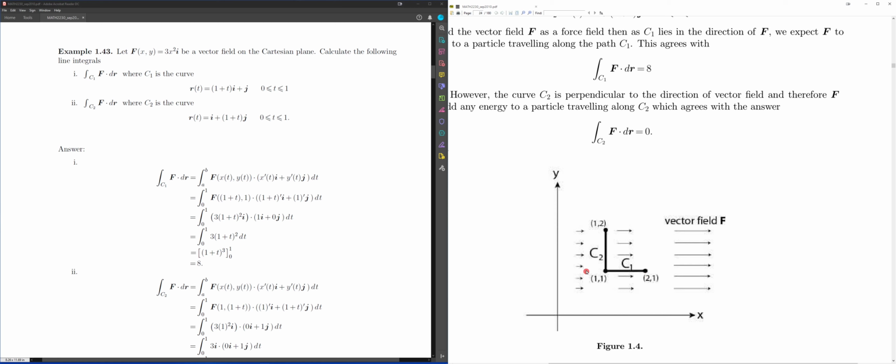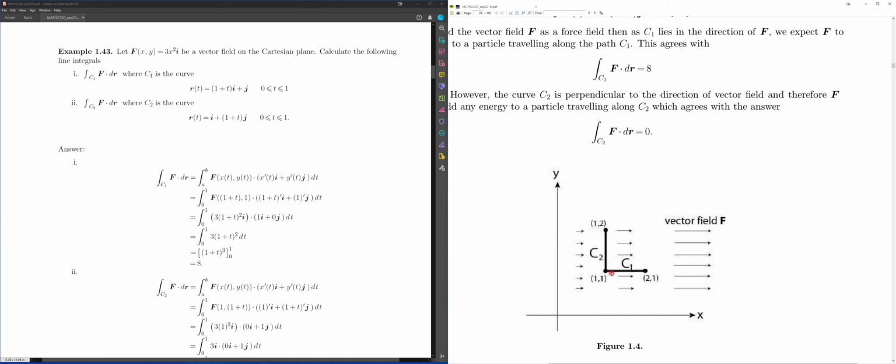you want to notice that the force is acting in the direction of motion. So what you have is positive work done by the vector field as it goes from here to here. This is definitely non-zero. It's not negative, it's in fact positive.